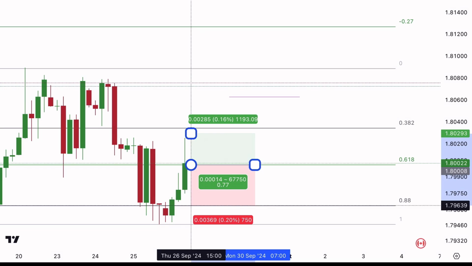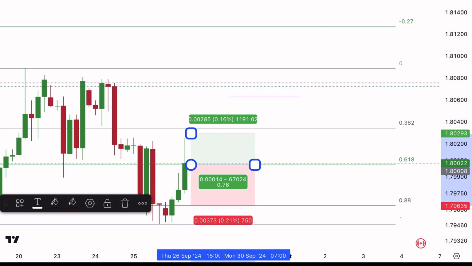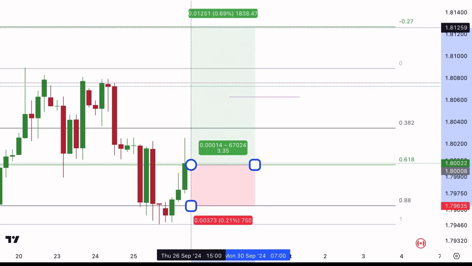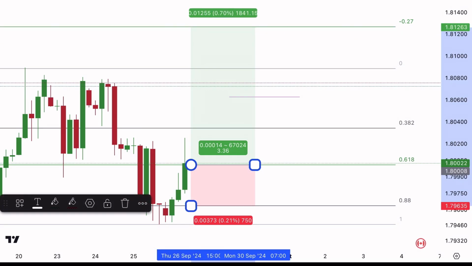I just put mine on the 88 because the structure on the daily and on the weekly was looking very bullish with heavy momentum. So I wasn't expecting price to come back all the way till the 88 and possibly go lower. Our TP goes on the negative 27 as always.